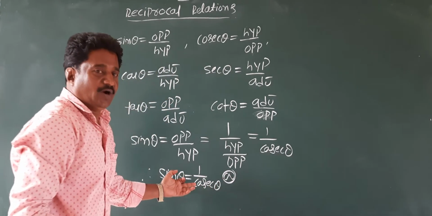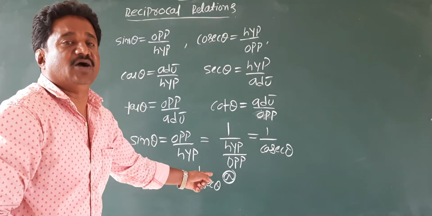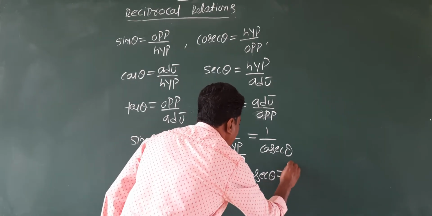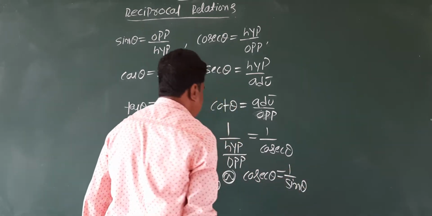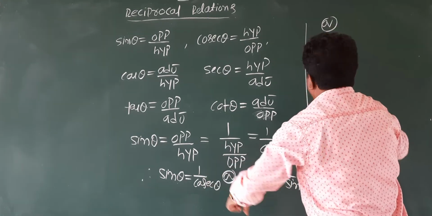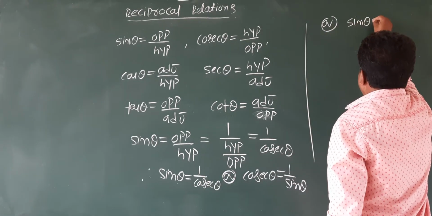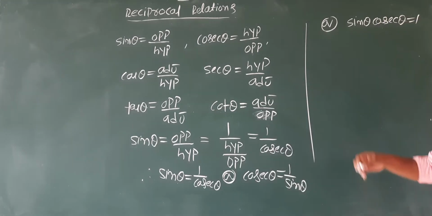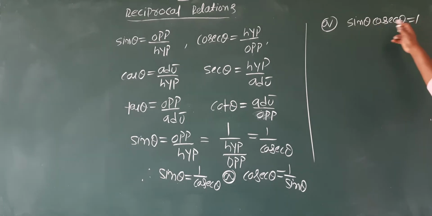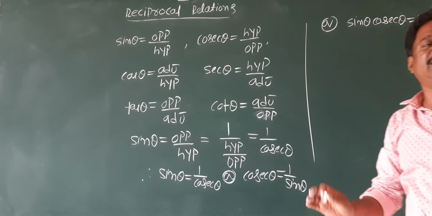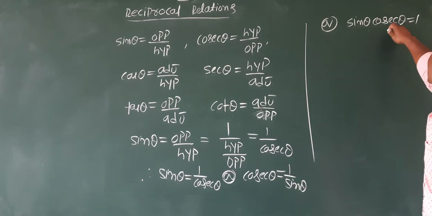What is sin theta? 1 by cosec theta. Or cosec theta is equal to 1 by sin theta. Or sin theta into cosec theta is 1, because sin theta is 1 by cosec theta and cosec cancels. Cosec theta is 1 by sin theta and sin cancels. You can cross check in any way. Sin theta into cosec theta is 1.